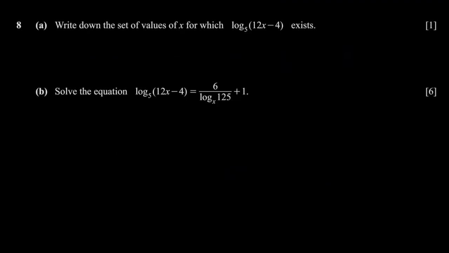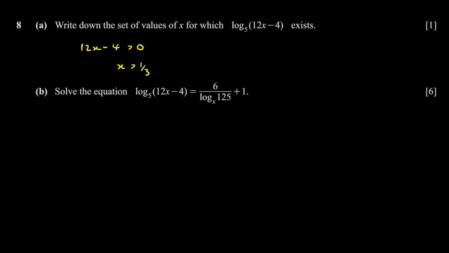Okay, then question 8, which is a logarithm question. We want to write down the set of values of x for which log base 5 of 12x minus 4 exists. Well, essentially, it's only 1 mark. But the argument of any logarithm of any base cannot be 0 or less than 0. It has to be a positive number. So by the argument, I mean this thing here, the number that goes inside the logarithm, that thing must be positive. So we can just straight away write that 12x minus 4 has to be greater than 0. So 12x must be greater than 4, which means that x must be greater than a third. Okay, so hopefully that's quite straightforward.